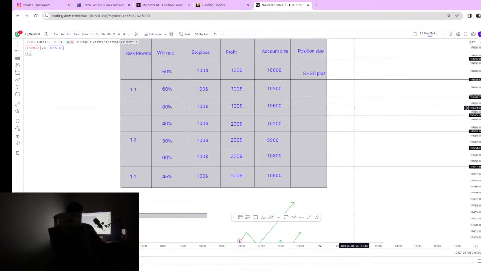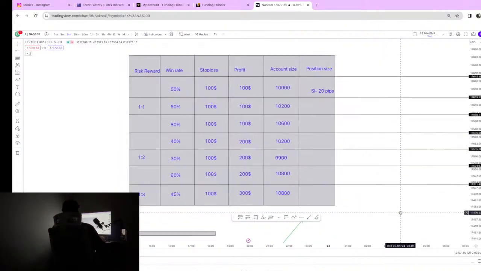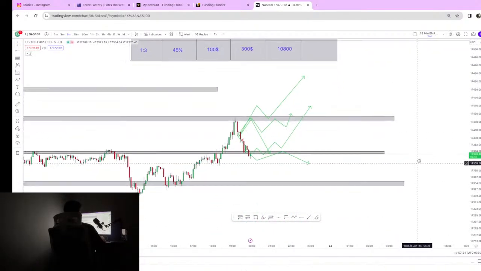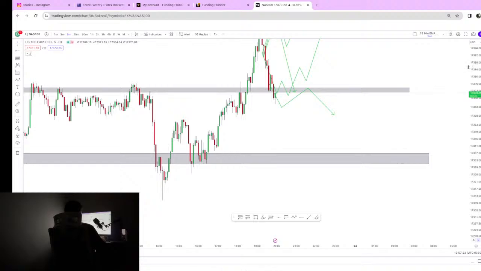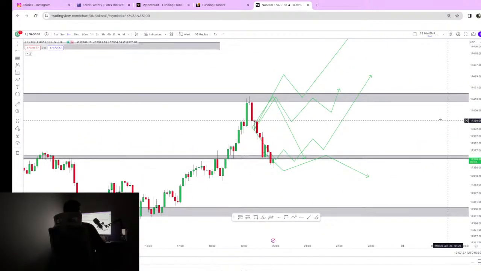So now I hope the position sizing concept is clear for everyone. You can calculate it for whatever you want. If you want, you can keep a screenshot of this. I hope you like it. Now let's focus on our trading.